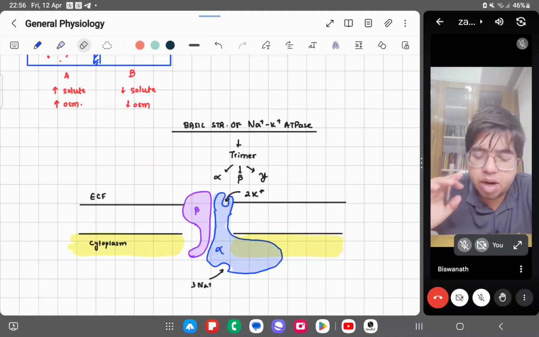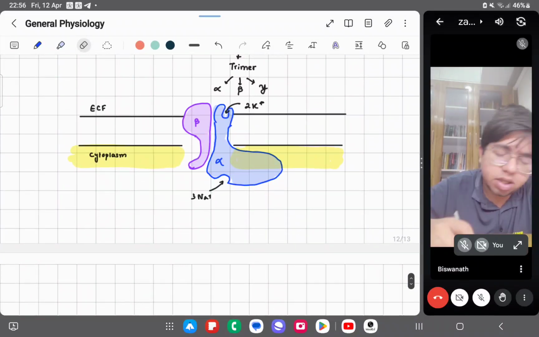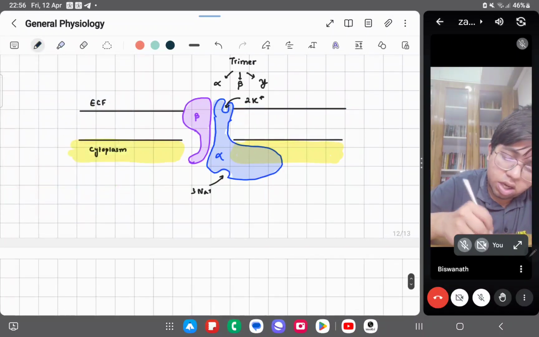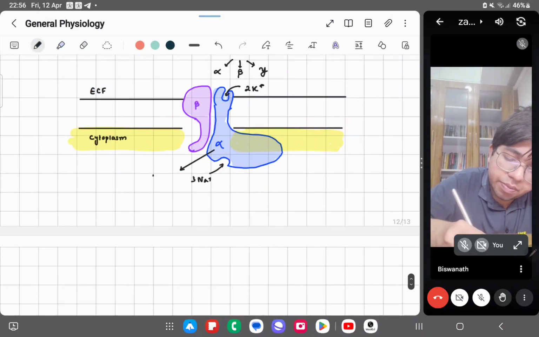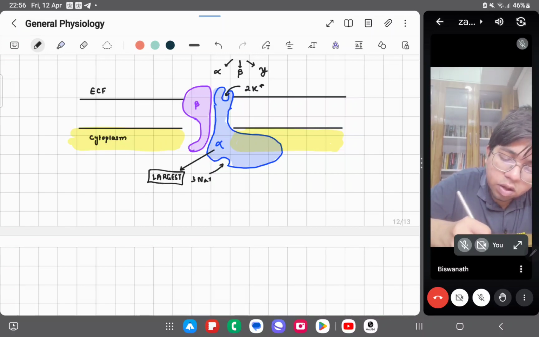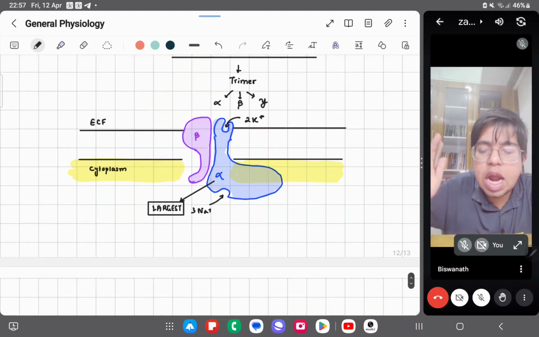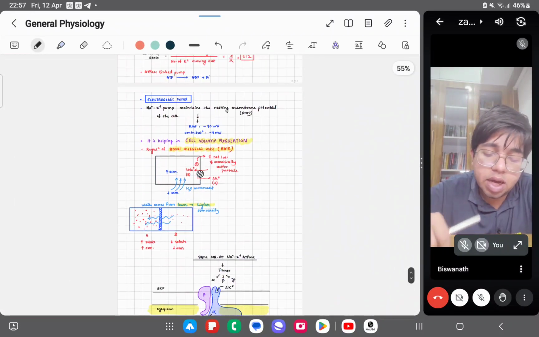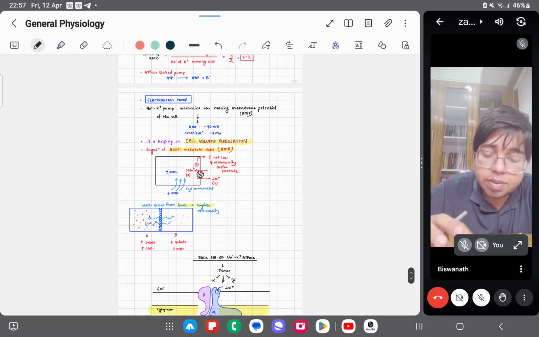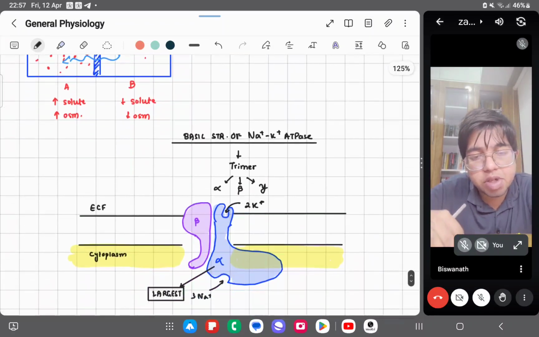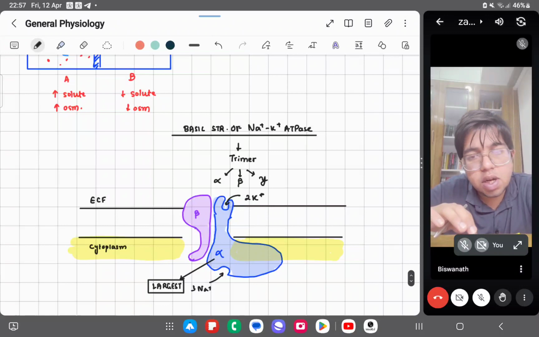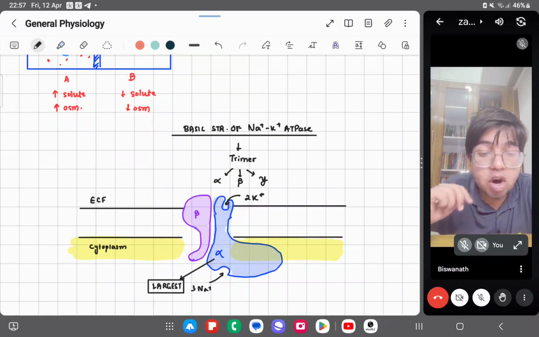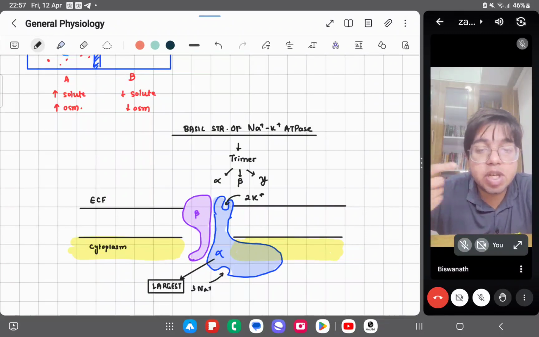It's a trimer. Just remember the alpha subunit is larger. This is a larger subunit. Yeah, alpha is the largest subunit. I guess this much content is enough for a 5 mark question, short note, right? So that's all. And yeah, many hormones increase or decrease the expression of Na plus K plus ATPase.